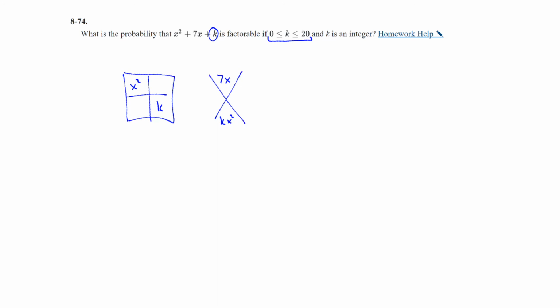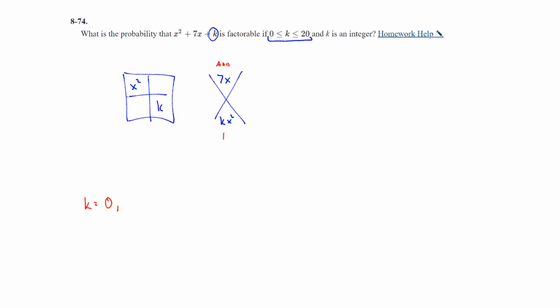So if I say, for example, if this number is 0x squared, what multiplies to give you 0x squared but adds to give you 7x? Well, that would be 0x and 7x. It adds to give us 7x. It multiplies to give us 0x squared. So that would work. So if k is equal to 0, that works. And then we just repeat and see what we get.